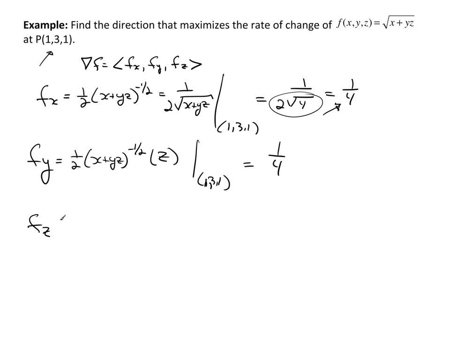And with respect to z, it's going to have y in the numerator. So I'm going to end up with y over twice the square root of x plus yz, evaluated at (1, 3, 1). This time y is in the numerator, so I'm going to end up with 3/4.